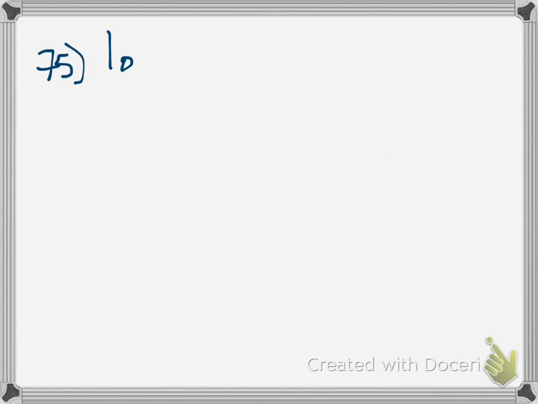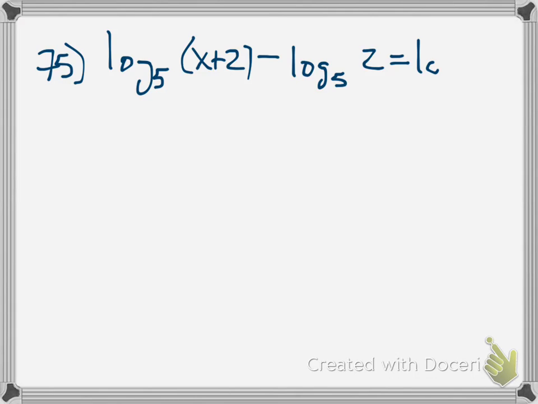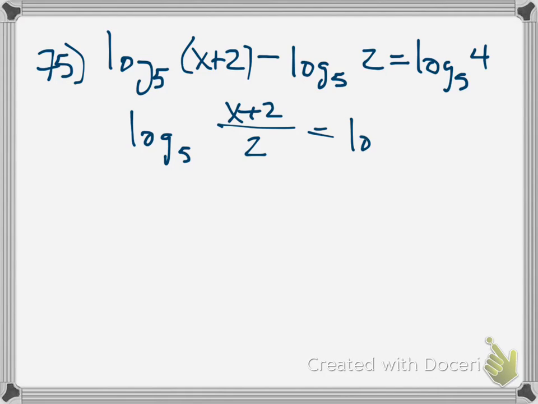75, let's look at that one. You have log base 5 of x plus 2 minus log base 5 of 2 equals log base 5 of 4. Keep in mind, minus means divide, so I'm saying log base 5 of x plus 2 divided by 2 equals log base 5 of 4. And again, single logs, cross them out. So x plus 2 over 2 equals 4.